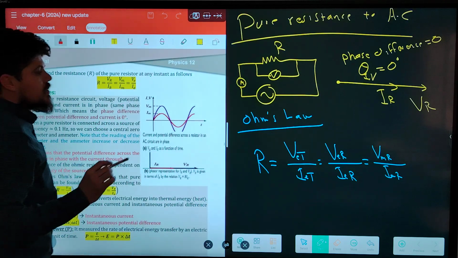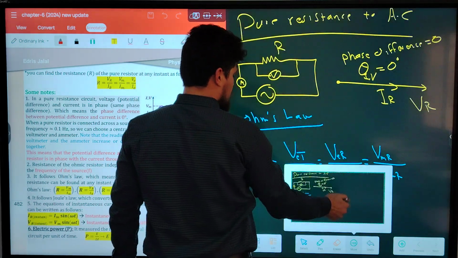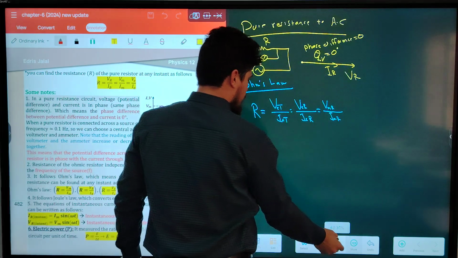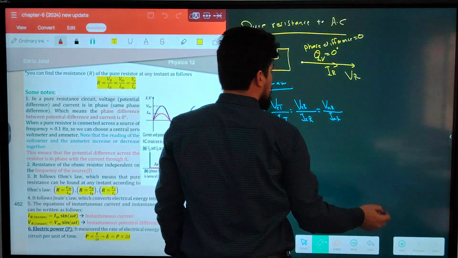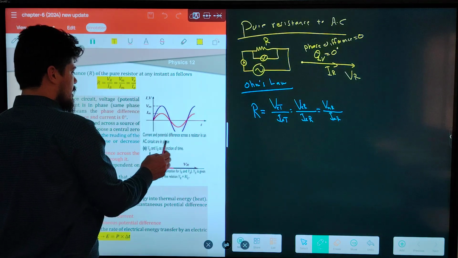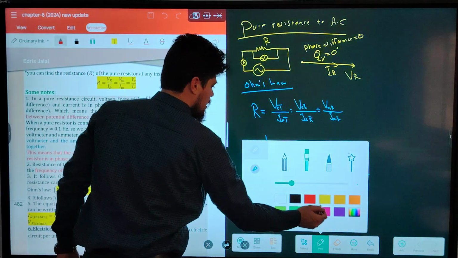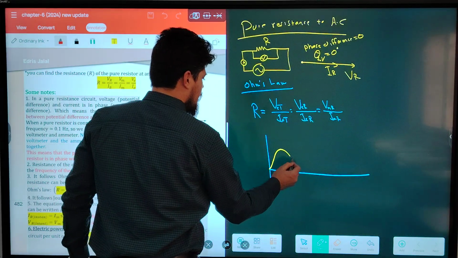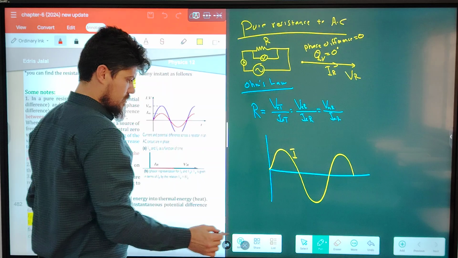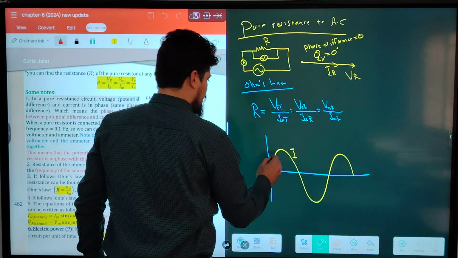Okay? So the phasor diagram will be like this because both current and potential difference are in phase. Current and potential difference across the resistor in a circuit are in phase. Assume that the yellow one represents the current, and the green one is for potential difference.